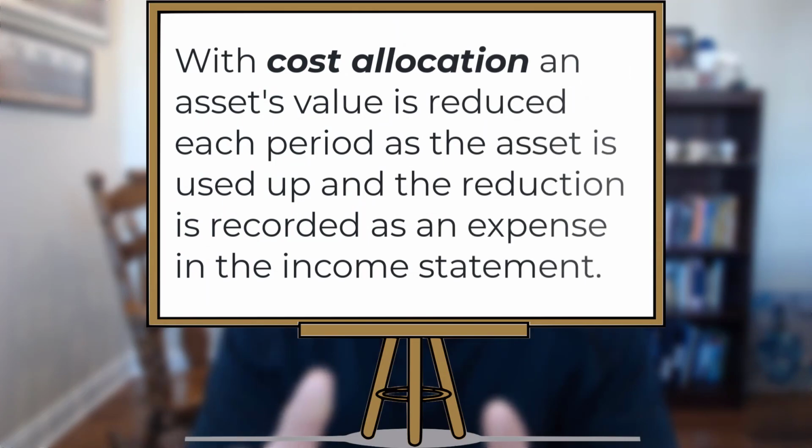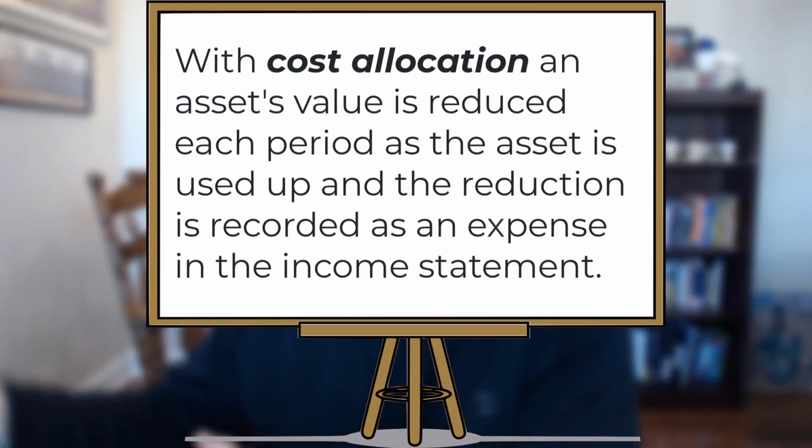All right, so that's what we do up front. But that cost, at some point, has to become an expense. At some point, we have to record this cost as expense in the income statement. So how do we do that? Well, what we're going to do is allocate that cost. We have cost allocation. We're going to take that initial cost and spread it out over the useful life of that asset.